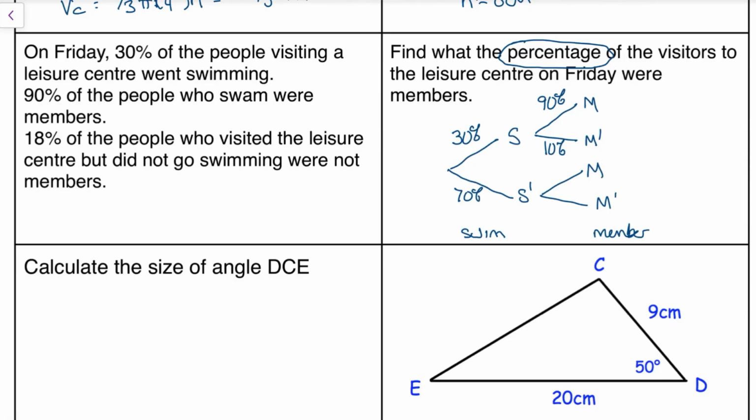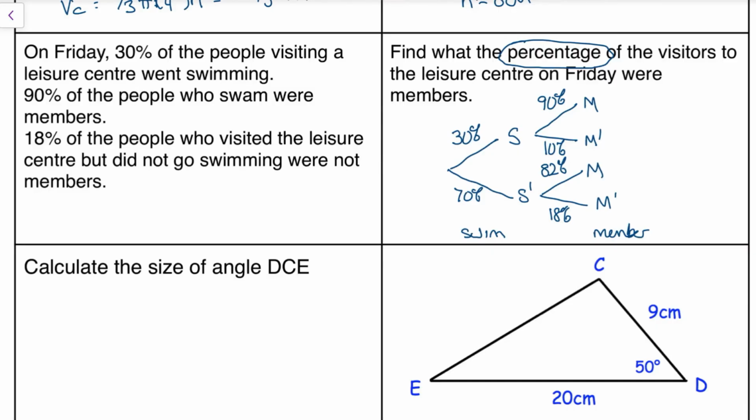And then it says 18% of the people who visited the leisure centre but did not go swimming, so these are the 70% that didn't go swimming, were not members. So in other words, this is 18% here. So 18% who did not swim were not members, which means this one here is going to be 82%. So you can see my individual trees add up to 100%, but I can't add up going all the way down. I'm thinking about it tree by tree.